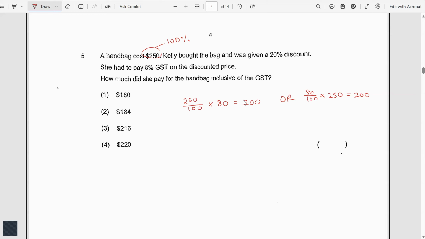So 200 is 100%, so I'll divide it by 100 to find the new 1%. Then if you want to find inclusive of GST, meaning after GST, it will be 108%. Take note GST is add on, not less. So this will be 216. So answer option 3.